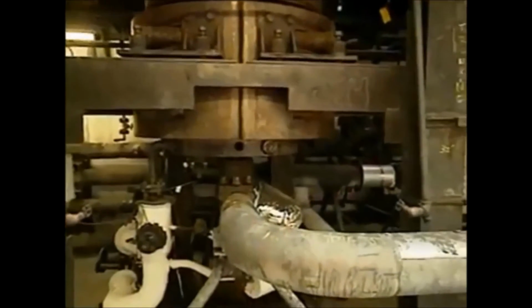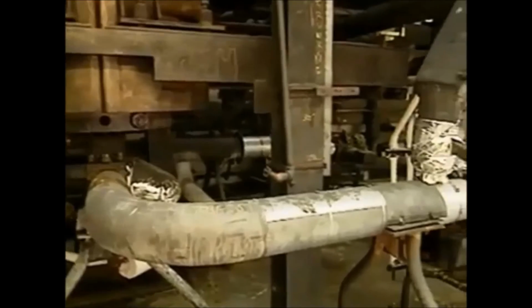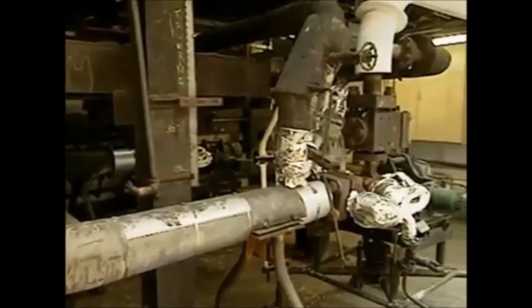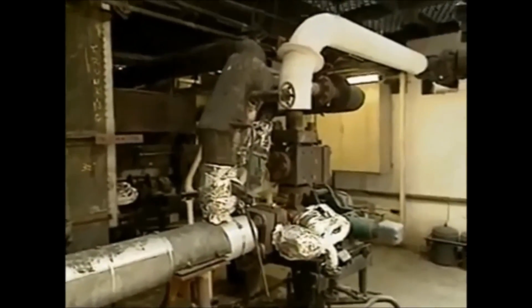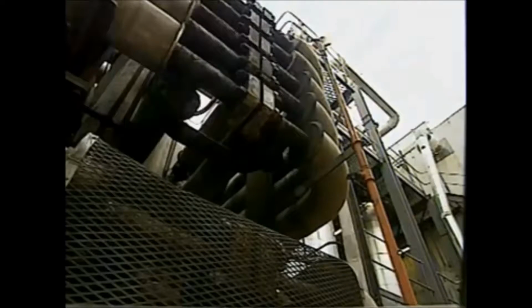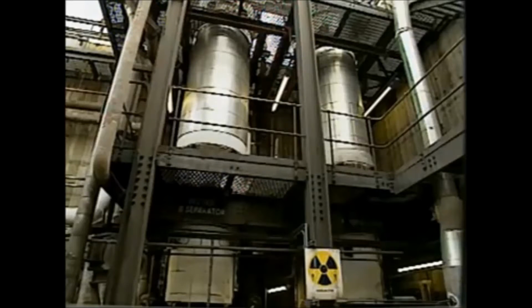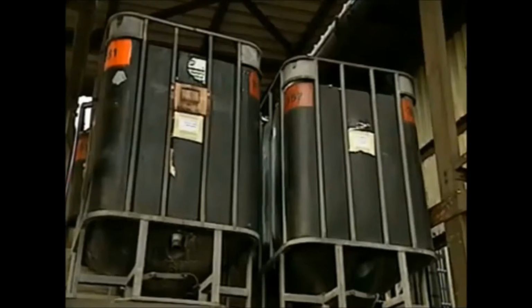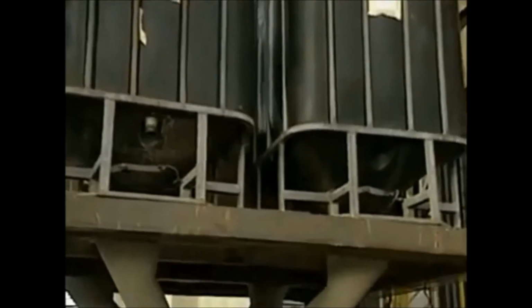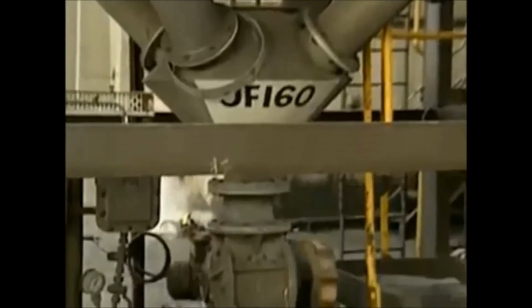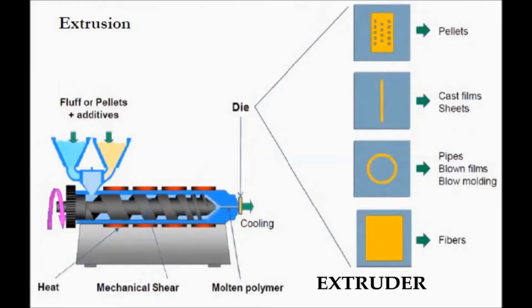The unreacted ethene and polyethylene mixture is passed through the first of 2 separation vessels. In the first separation vessel, unreacted ethene is removed and recycled. At the second stage of separation, additives such as antioxidants and stabilizers are added. This is an extruder where the molten polyethylene is pushed through a die of desired shape, and in this case, a pellet.